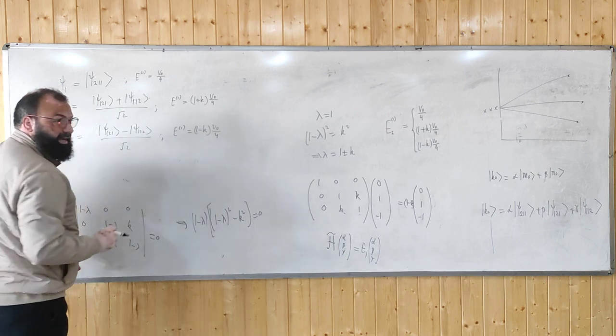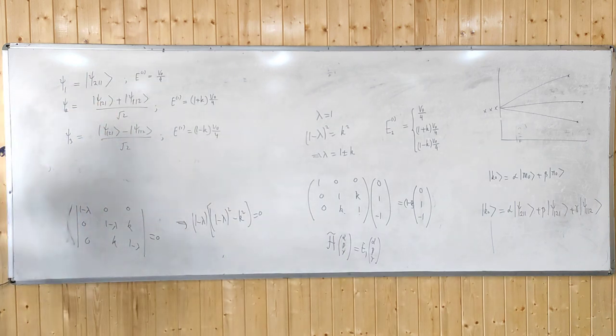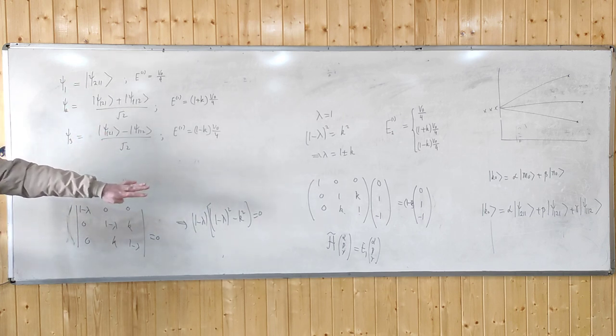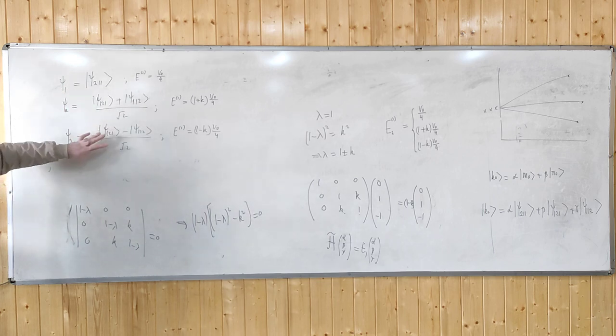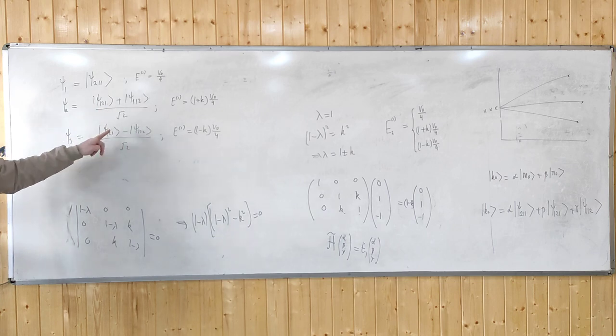That means this set of states are actually the good eigenstates. In other words, if you take these three states, they will diagonalize your matrix, clear? And you actually get the eigenvalues corresponding to these three states. These are simply linear combinations of these two states. Got it? Yes, sir. Samajh gaye? Yes, sir. Okay?